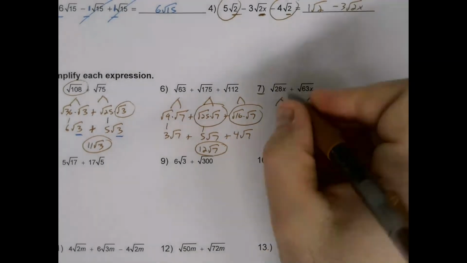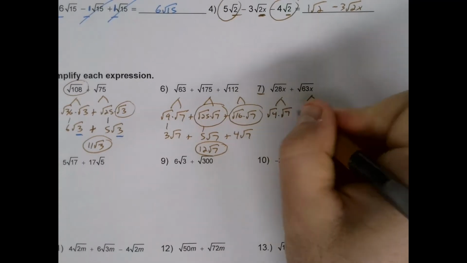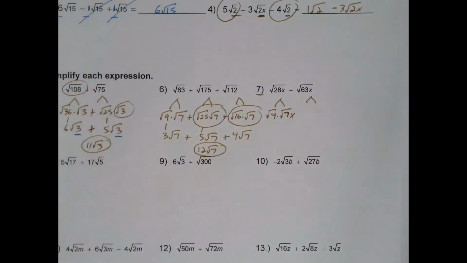So I would write this guy as root 4 times root 7, and then just put the x on the non-perfect square. You see how the x is in there? I'm just going to put it with the non-perfect square factor. Doesn't matter where it goes, I'm going to put it on this guy. Okay? Easy way to remember if you have something like that.